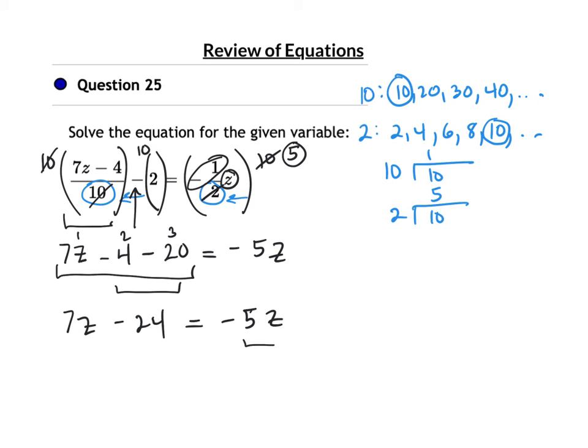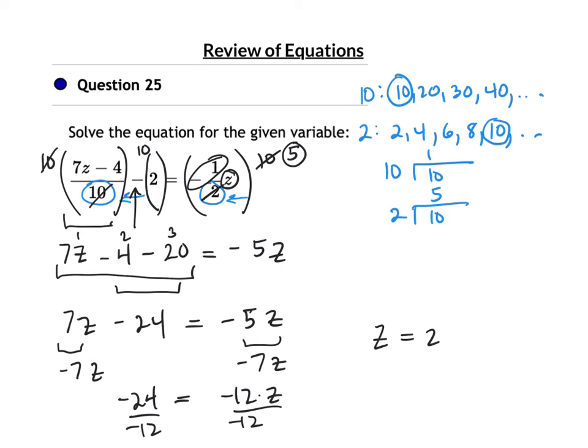There are variables on both sides, and the goal here is to get all the variables on one side and the numbers on the other. So I'm going to take off a 7z off each side. Doing that, I'll have the 24 on one side and the negative 12z on the other. And now all I need to do to get the z by itself is to divide. So I'll divide both sides by negative 12. And negative 24 divided by negative 12 is positive 2. So z is positive 2.